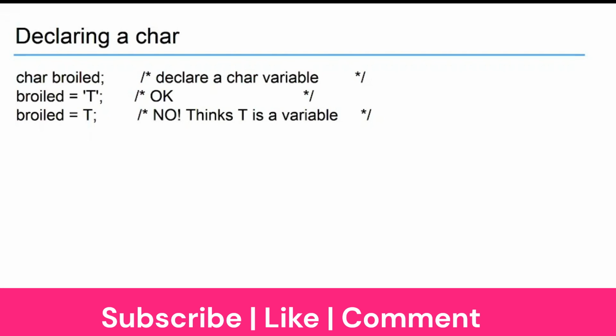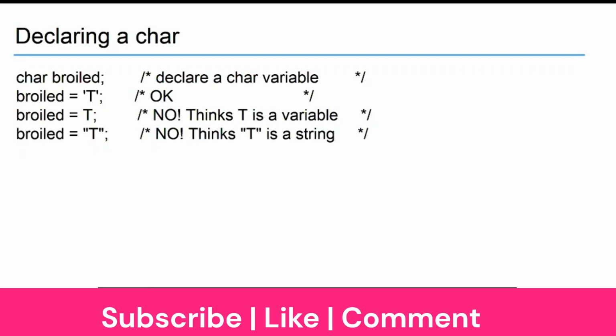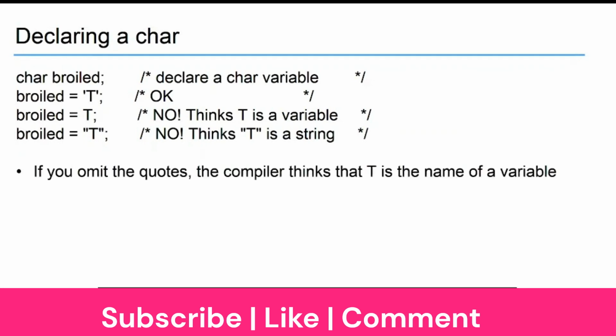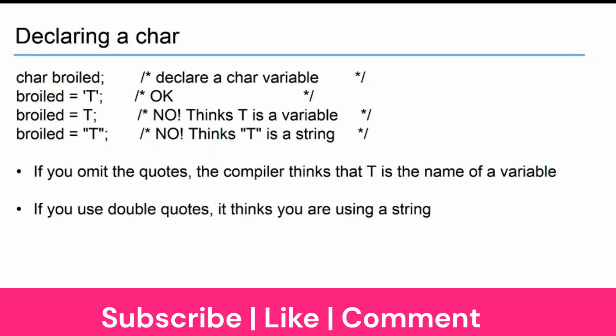Here we have boiled equal to "t" in double quotes. That's not valid because double quotes means it's a string, which we'll talk more about. So if you omit those single quotes, the compiler is just going to think that t is the name of a variable and it's not going to work. If you use double quotes, it's going to think you are using a string.